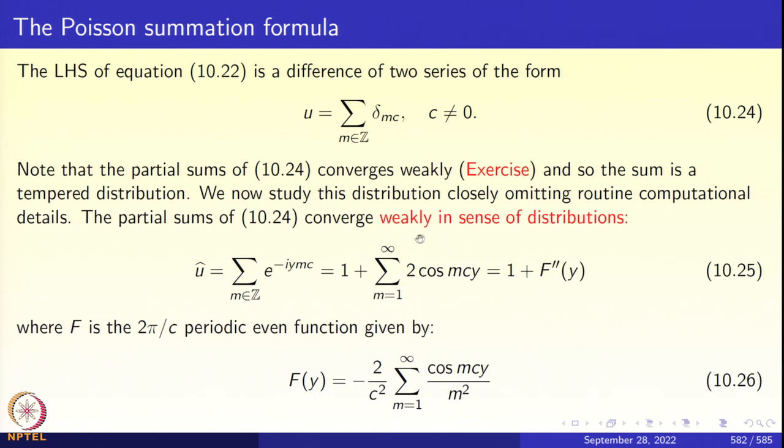And this is the second derivative of something. What is it the second derivative of? Look at 10.26, the series on the right hand side. It is a uniformly convergent series, and the sum is a nice function f of y. When you differentiate this series 10.26 twice, in the sense of distributions, mind you, I get 10.25. So 10.25 has been written as 1 plus f double prime of y.